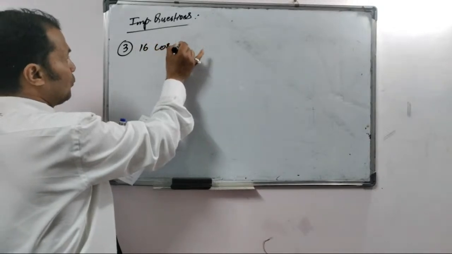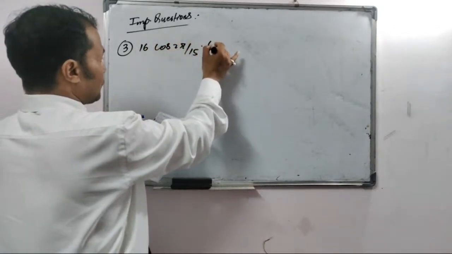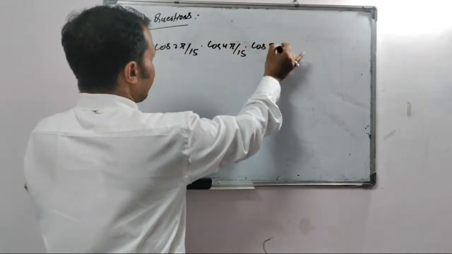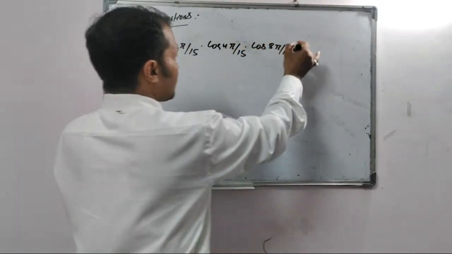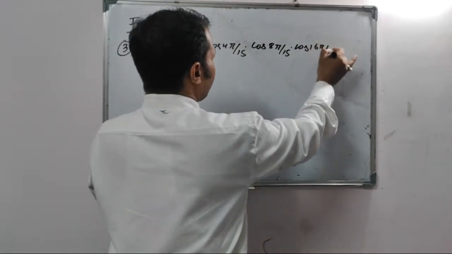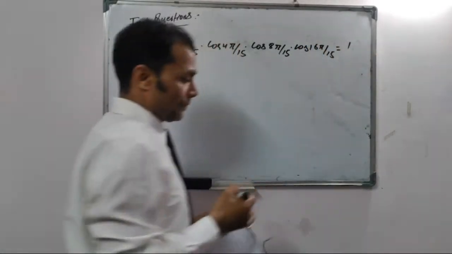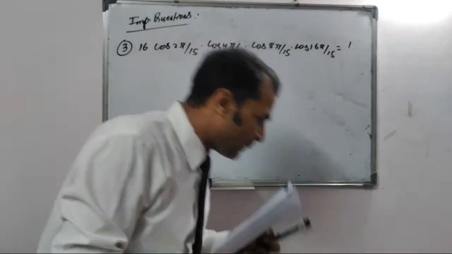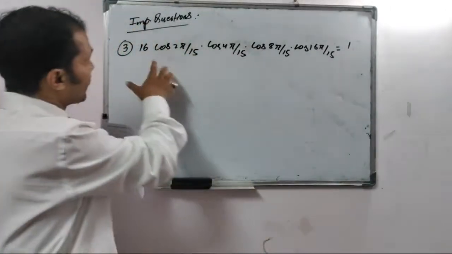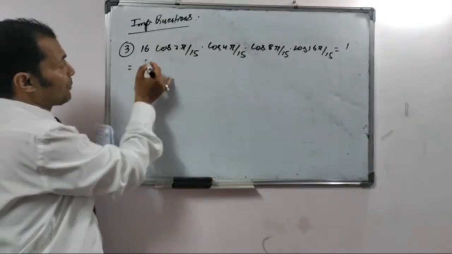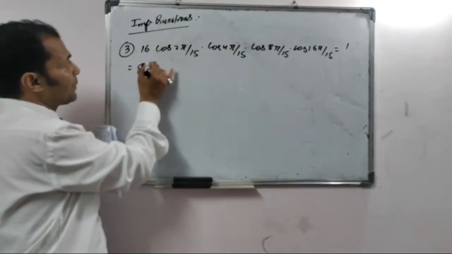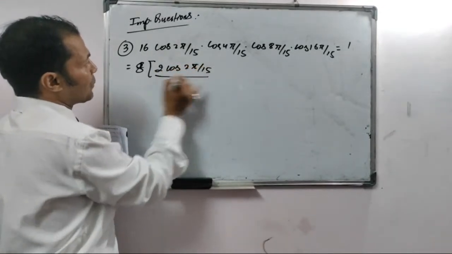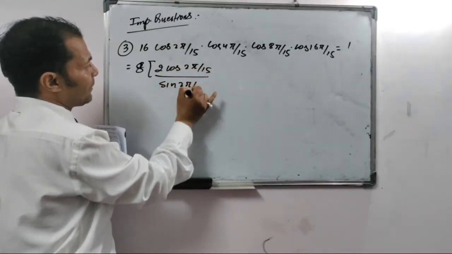16 cos 2 pi by 15 into cos 4 pi by 15 into cos 8 pi by 15 into cos 16 pi by 15, and this should be equal to 1. So this question also, यो क्वेशन पनि अघि जस्तै हामीले गर्न सक्छौं है. सेम अघिकै कन्सेप्ट, यसमा नयाँ कुरा के भन्छ भने सिमिलर क्वेशन म तपाईलाई रिफ्लेक्ट गर्दैछु. यसलाई तपाईले 8 गर्दिनुस् र 2 cos 2 pi by 15 छ नि एउटा टर्म एड गर्दिनुस् sin 2 pi by 15 जस्ट लाइक बिफोर.